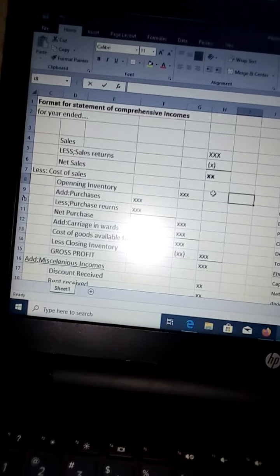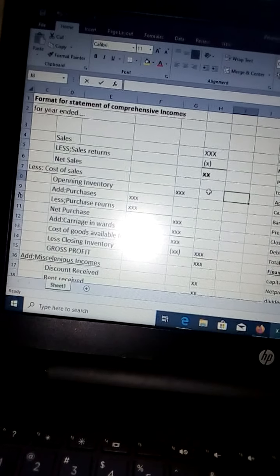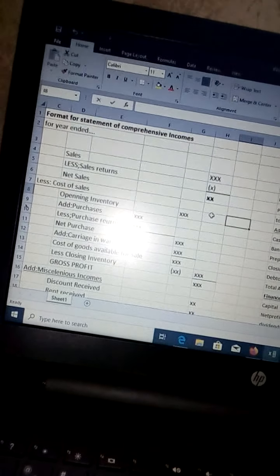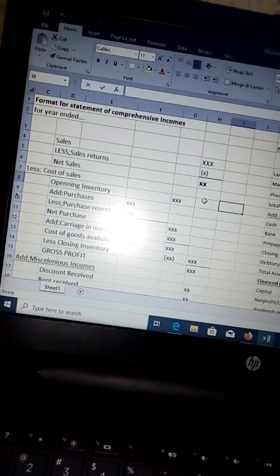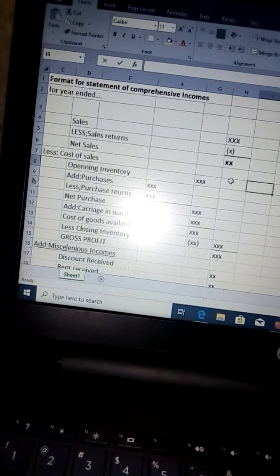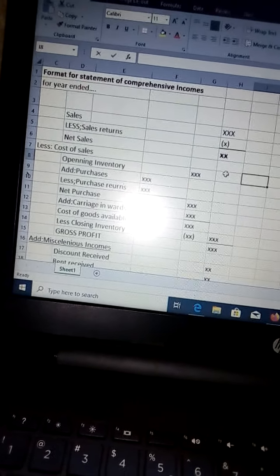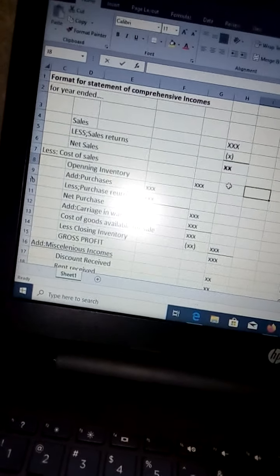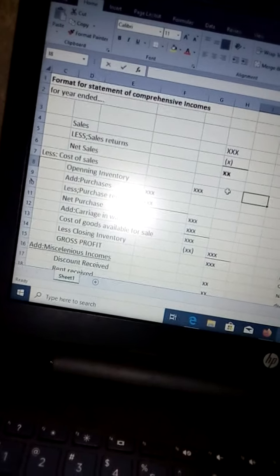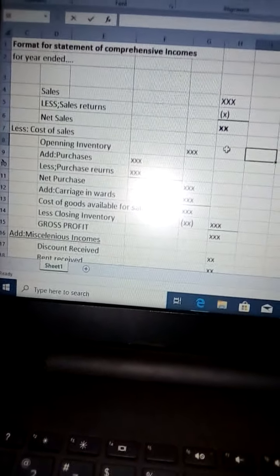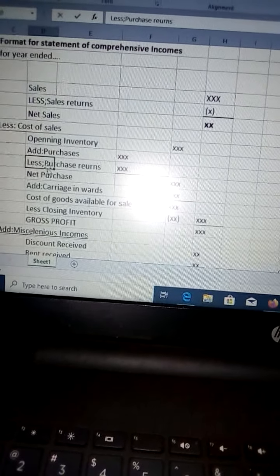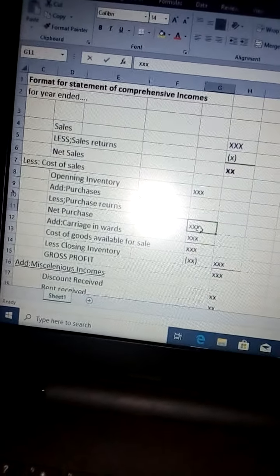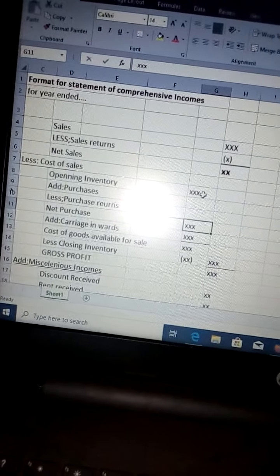So after getting the net sales, we less the cost of sales. The cost of sales is like the cost of the inventory, the purchase cost, what it cost you during the process of sales. So from the net sales, you less the cost of sales, and the formula is you get the opening inventory or the opening stock. You add purchases. If there is any purchases returns, also called returns outwards, you less it from the purchases, then you get the net purchases. So this net purchase is what you add on the opening inventory.